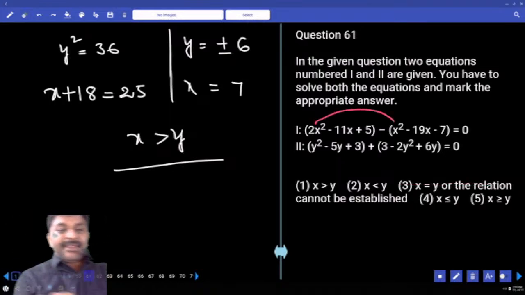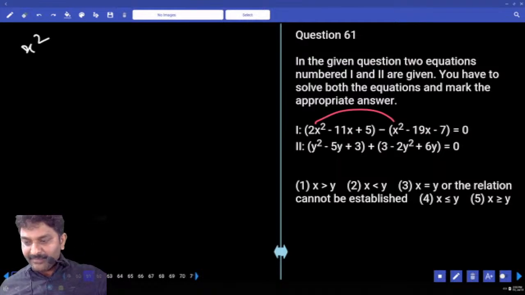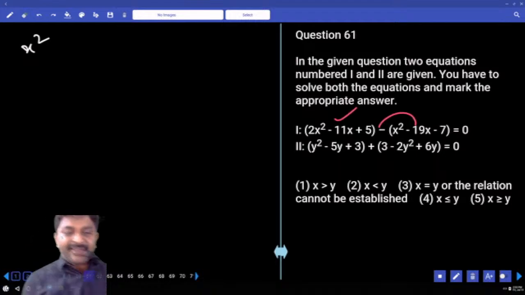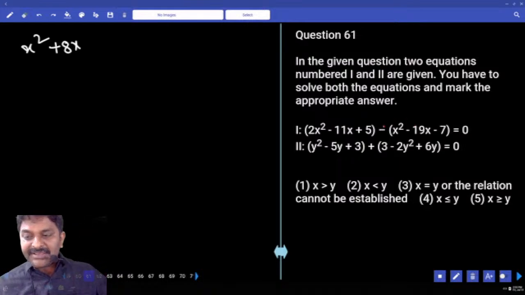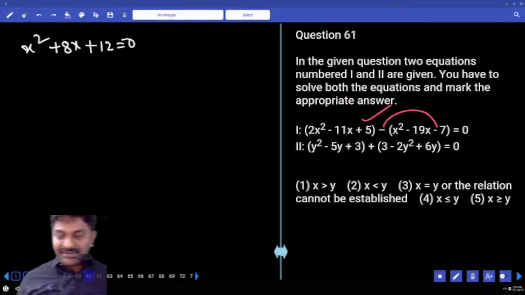Two x square minus x square. You need to rewrite the equation. That's what is required. Minus of minus, 19x minus 11x, positive 8x. Minus of minus, plus 7 plus 5. 12 is equal to 0. This is one equation that we got.